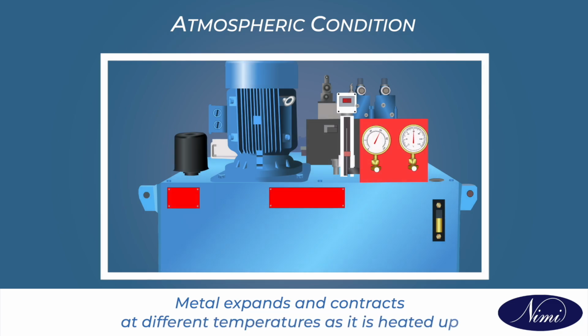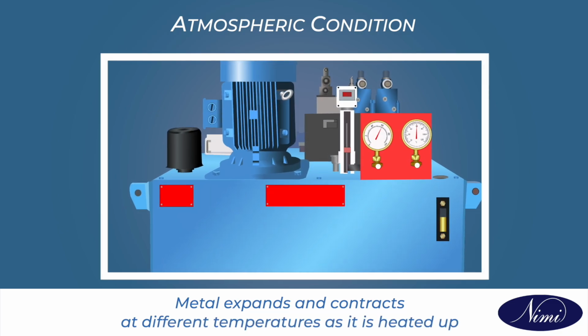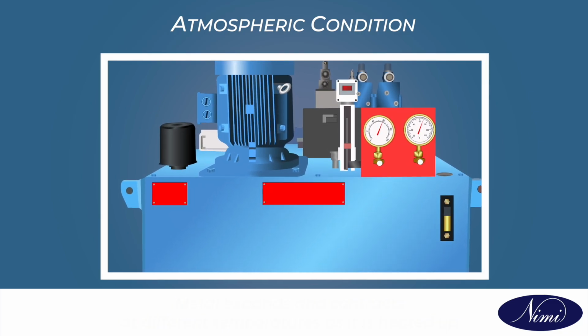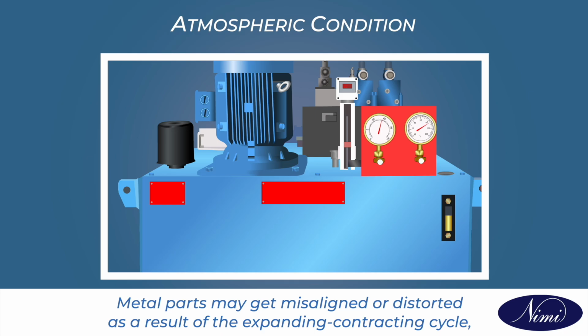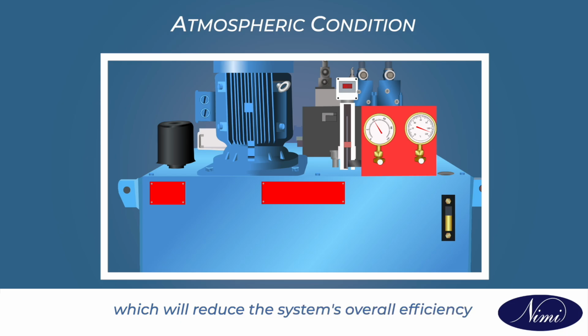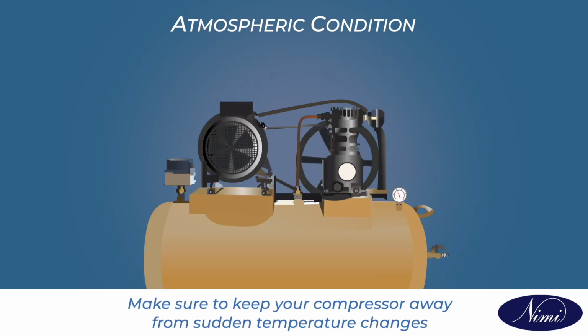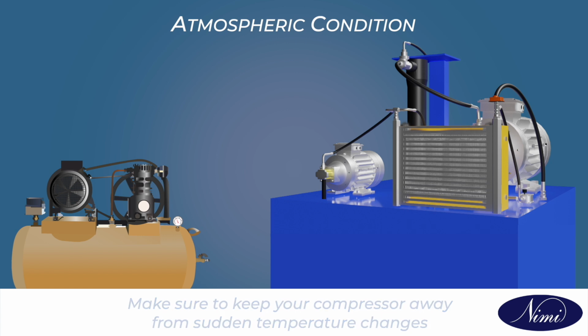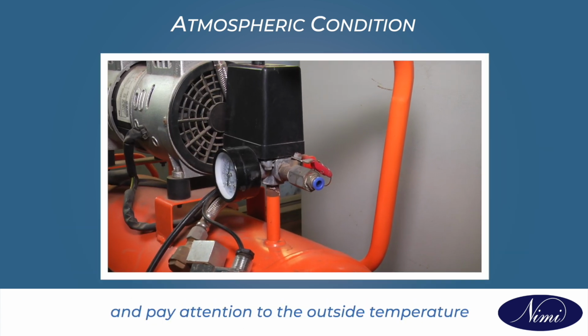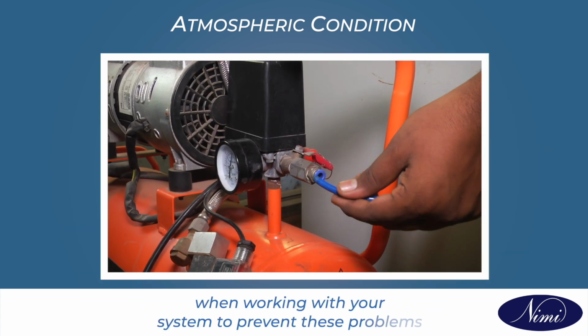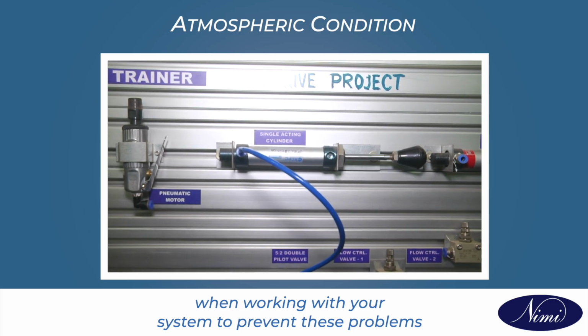Atmospheric condition. Deformation and misalignment. Metal expands and contracts at different temperatures as it is heated up. Metal parts may get misaligned or distorted as a result of the expanding and contracting cycle, which will reduce the system's overall efficiency. Make sure to keep your compressor away from sudden temperature changes and pay attention to the outside temperature when working with your system to prevent these problems.